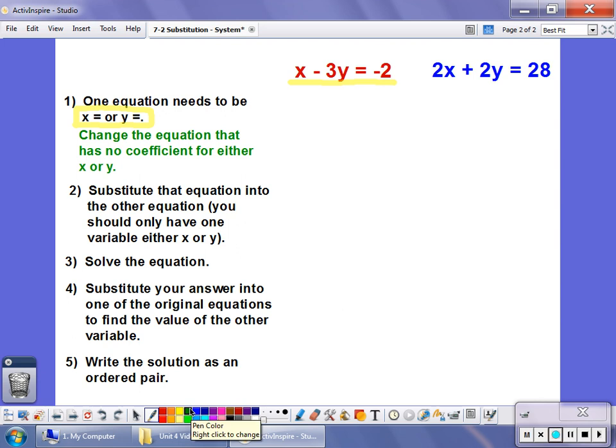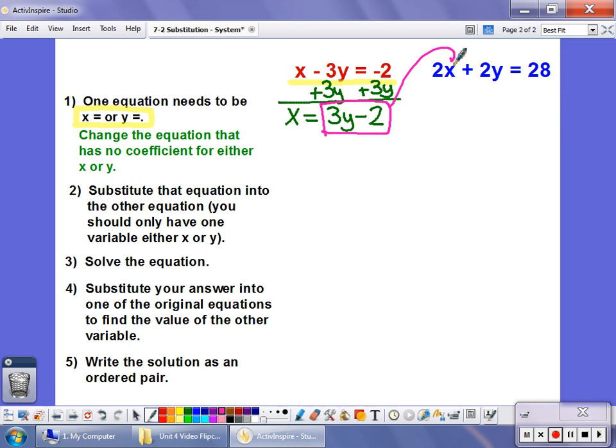So, in order to make this an x equals equation, I'm going to add 3y to both sides, which will move it. So then I'll have x equals 3y minus 2. Now that I know what x equals, I'm ready to use my substitution. I'm going to take this value for x and substitute it into the other equation. So my original equation was 2x, but instead of x, I'm going to substitute the value in that we know for x, and then write that equation the way it is. Everything else stays the same.